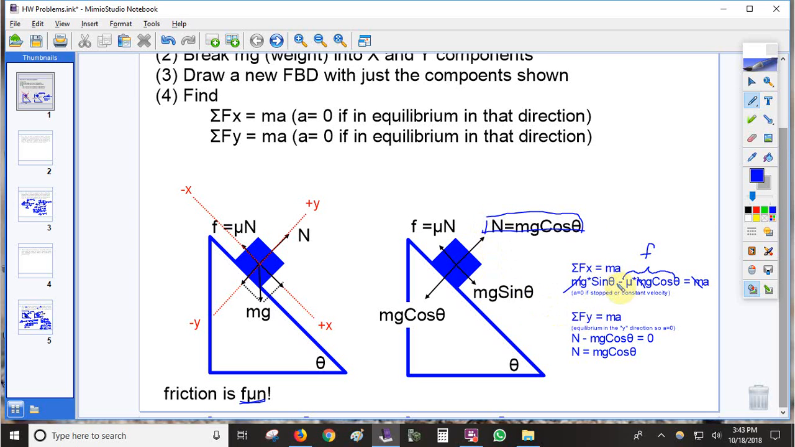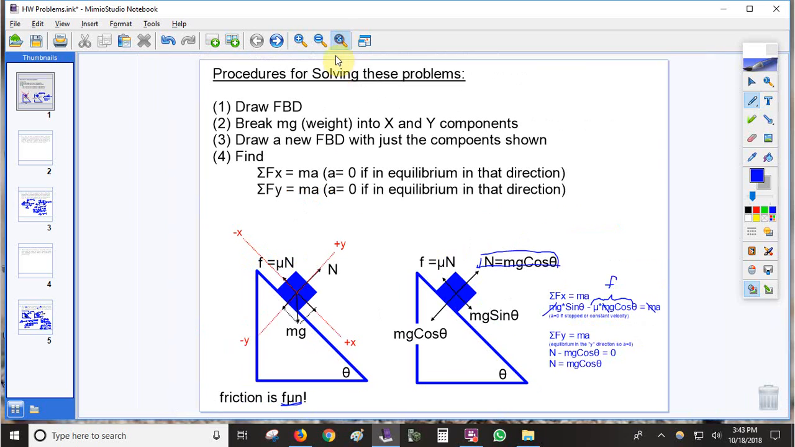Okay? Most of the problems you're dealing with in the homework are going to deal with the x direction, in other words, sliding down the ramp. So let's take a look at a couple of problems here and see if we can clear this up. If you want to jot any of this down, just pause it and write that down now.